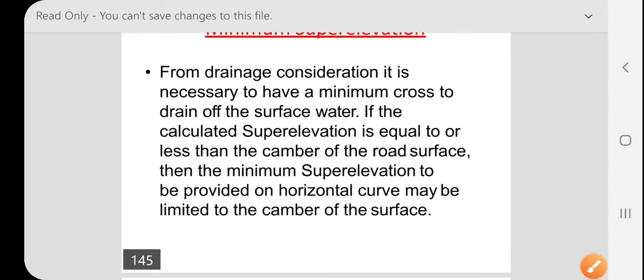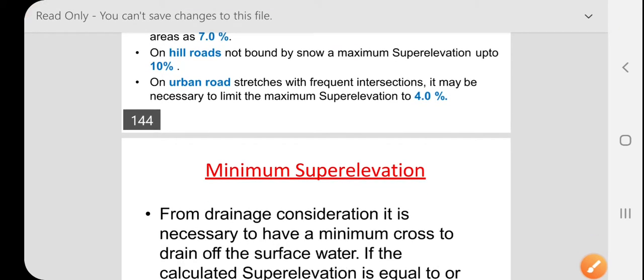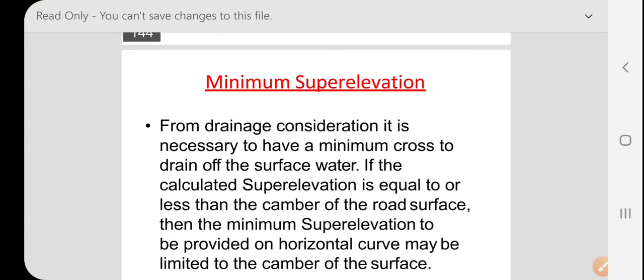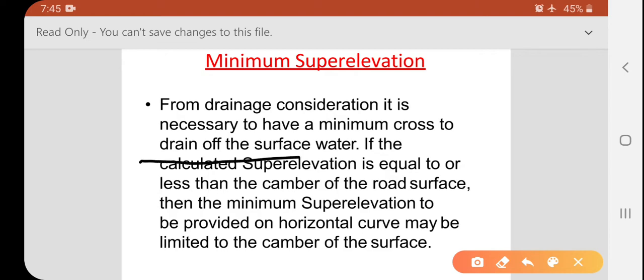Next, minimum superelevation. Why do we need to provide superelevation? We have provided a maximum superelevation, that's right. Why do we need to provide a minimum superelevation? Because whenever rain starts, water can continuously be stored on the road surface. To avoid that, the water should easily drain out of the surface. If we do not provide superelevation, that cannot happen. To provide proper drainage, superelevation is essential.